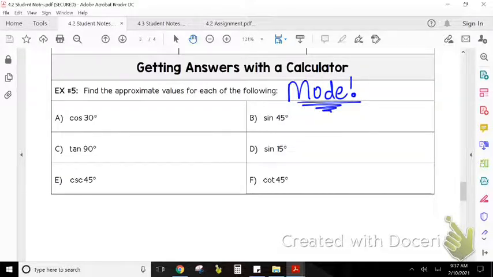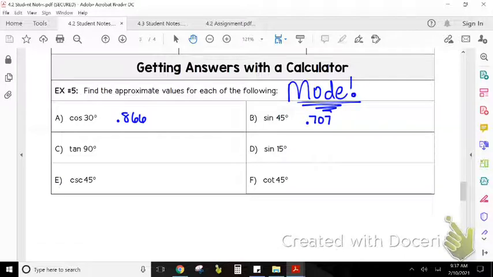Now, these are all in degrees. How do I know? They all have a degree symbol. If they did not have a degree symbol, that means we're in radians, and you must change your mode. All right, so we're going to type in cosine. We're going to go to mode, make sure it's in degrees, and then go back to your home screen and type in cosine of 30, hit enter, and it should give you approximately 0.866. Then you're already in degree mode, so type in sine of 45, hit enter, and it's going to tell you 0.707 approximately. We're rounding to 3 decimal places.